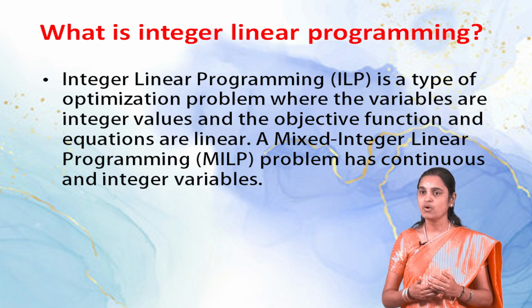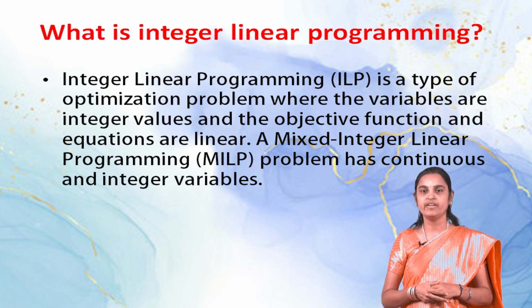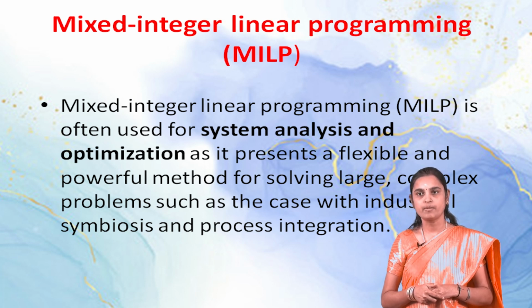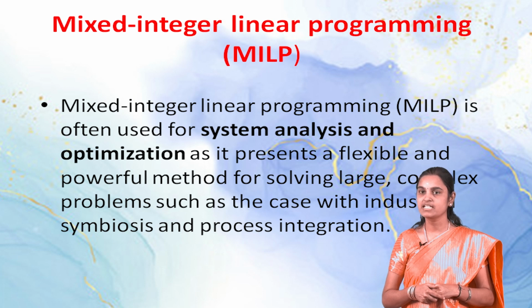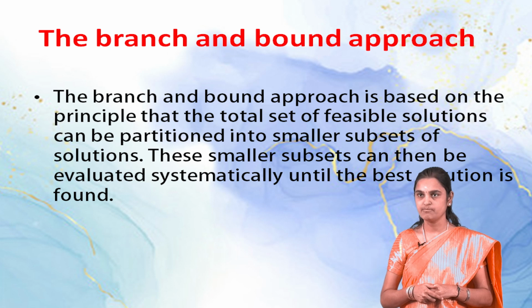Next we can discuss what is mixed integer linear programming, generally called MILP. It has continuous and integer variables. Mixed integer linear programming, MILP, is often used for system analysis and optimization, as it presents a flexible and powerful method for solving large complex problems, such as the case with industrial symbiosis and process integration. Let's start with the branch and bound technique.